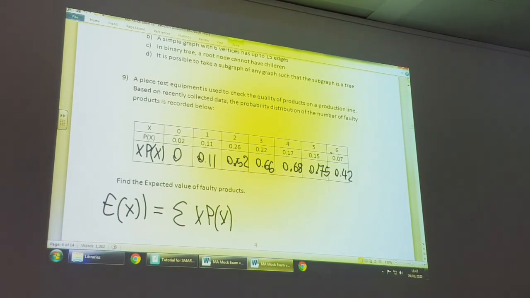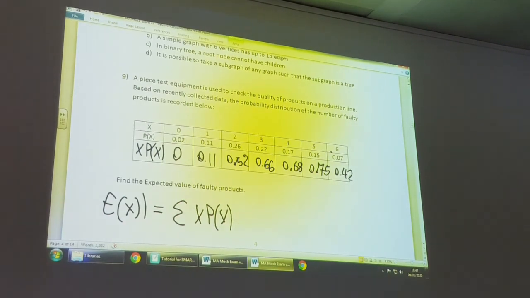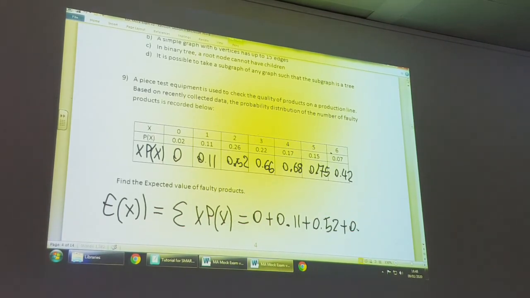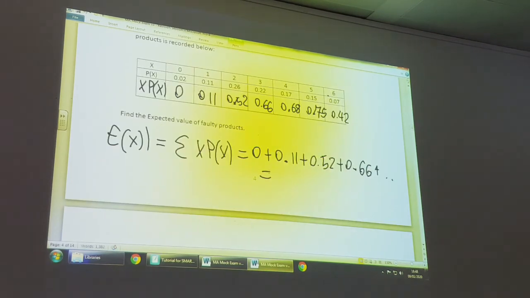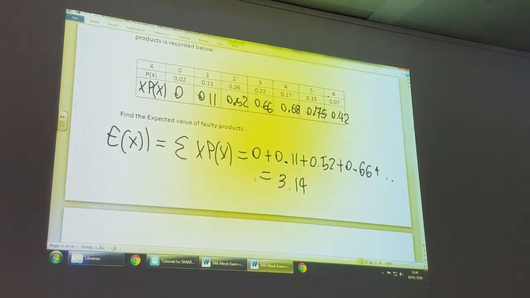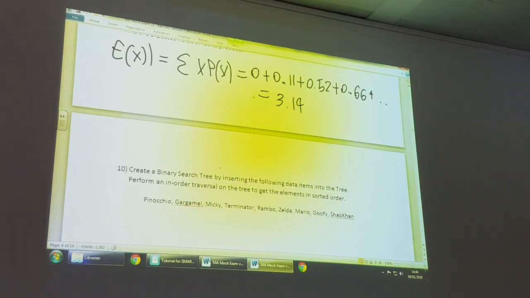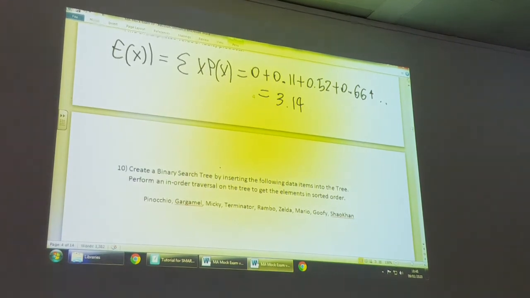Okay, so we have all these numbers where you just multiply x with P of x, data and likelihood of that data appearing, and all you're doing at the last stage is add them up. Yeah, add up all the products you created. Okay, all of them are added. Only the one row, the row you calculated. Sum of all these products, and that happens to be in this mock 3.14. Comfortable with this question?